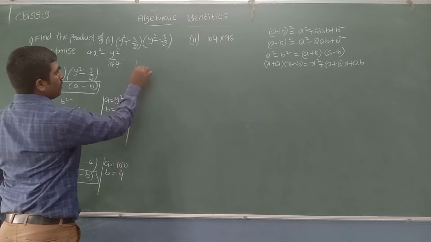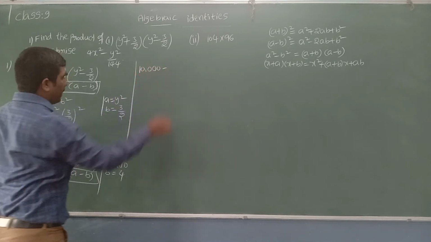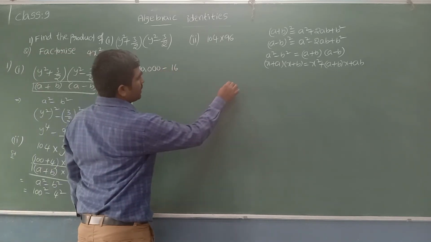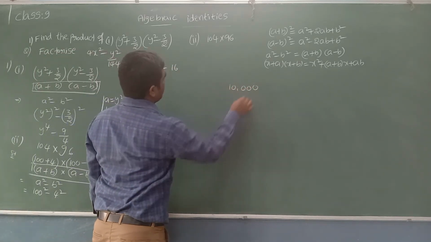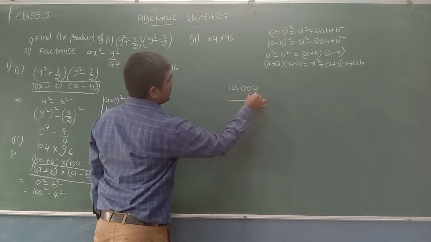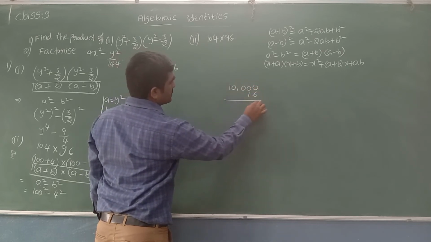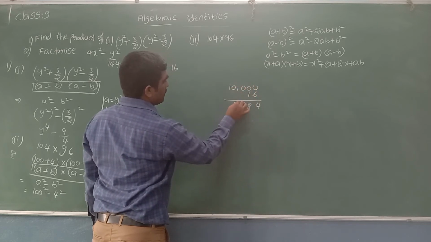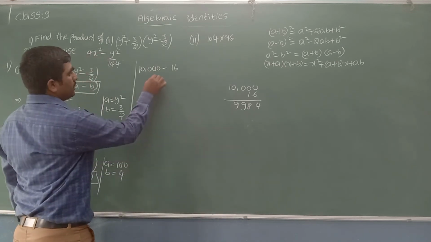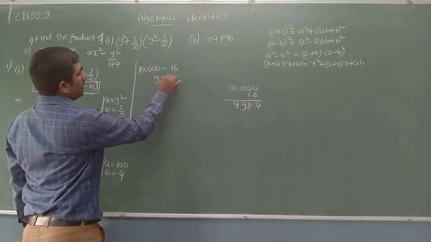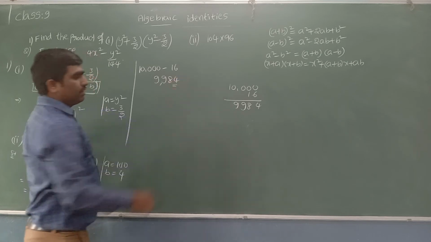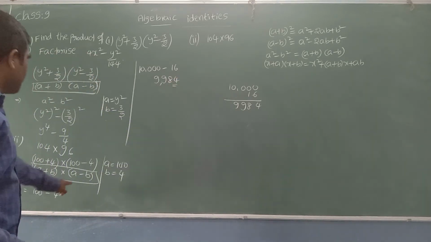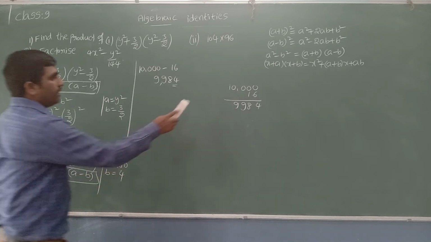100 square is equal to how much? 10,000 minus b is equal to 4, 4 square is 16. We can subtract this. Yes, we'll subtract 10,000 minus 16. Borrow from here: 10 minus 6 is 4, 9 minus 1 is 8, here 9 left, even here also 9 left. How much? 9,984. So that is the way we can use the identities to find the product of numerical expressions and also algebraic expressions.